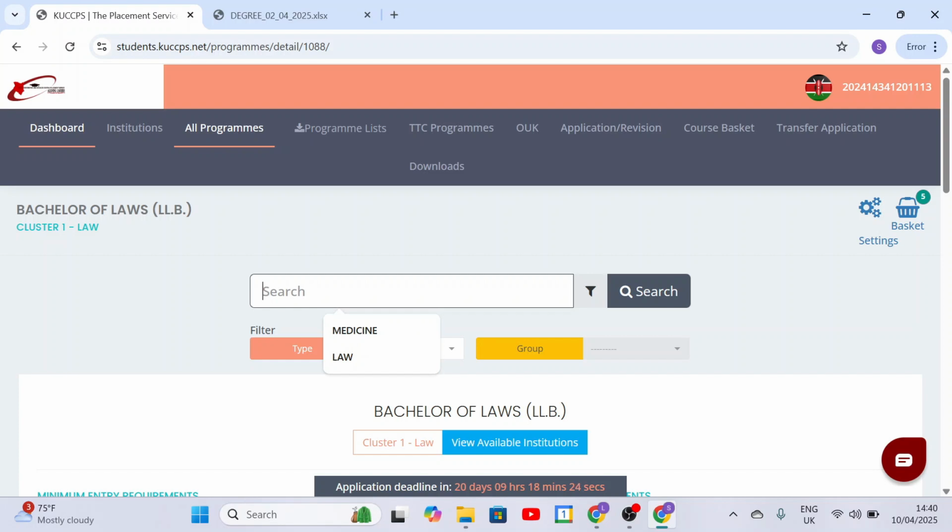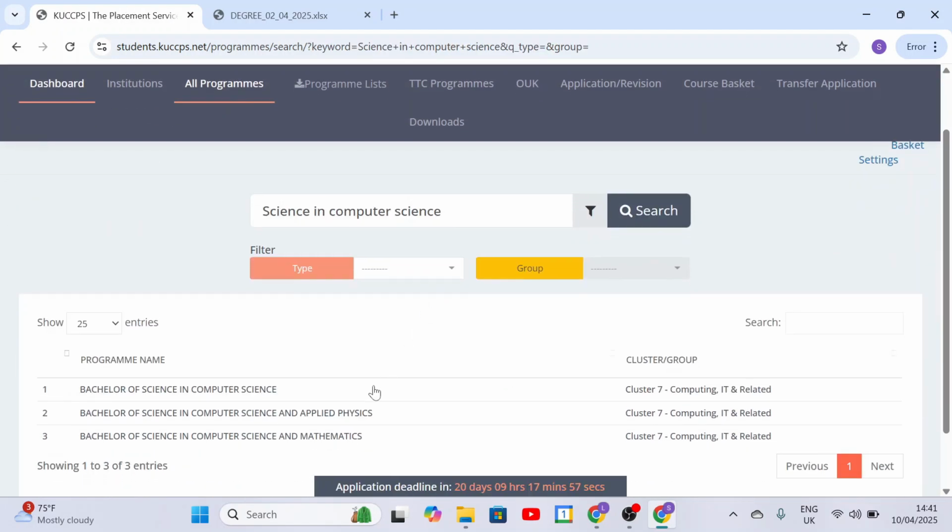Let's have the final example in this course. We can have an example in computer science, for instance, computer science and mathematics. So let's have that, science in computer science. Let's see whether this candidate is eligible for such a course. Very good. I want to take a bachelor of science in computer science and mathematics.